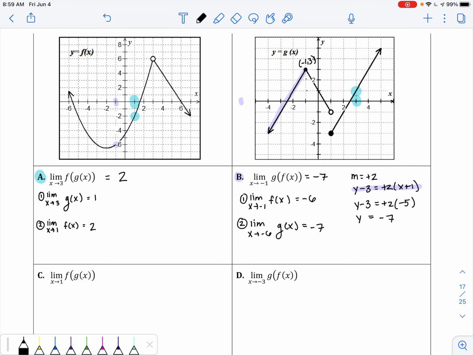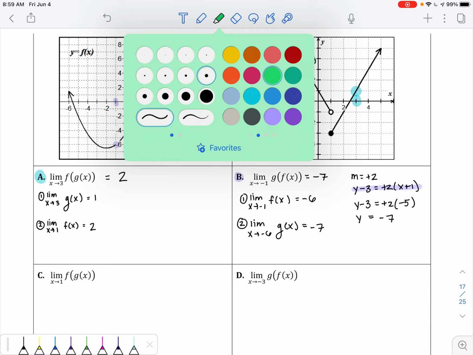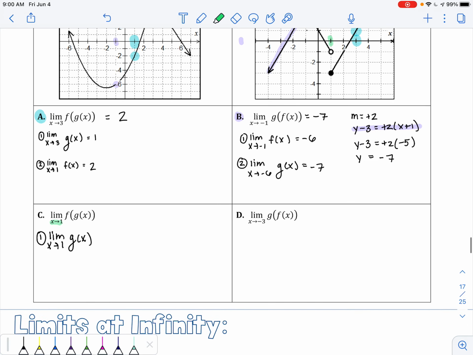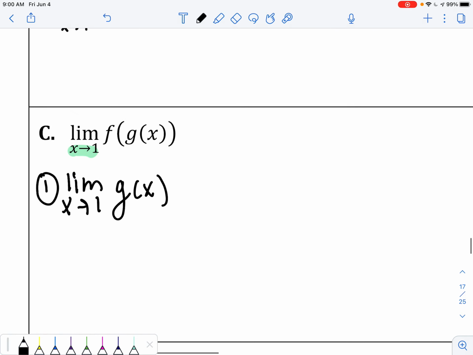So now let's get into these down here. We have the limit as x approaches 1 of f of g of x. If we look at 1 on the g of x graph, we have a discontinuity there. We have a jump discontinuity because we jump between 2 different y values. So this is an instance where we need to take the left and the right-sided limit. So we're going to take both sides.